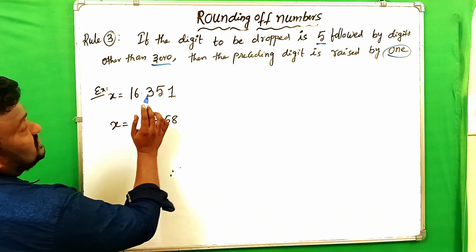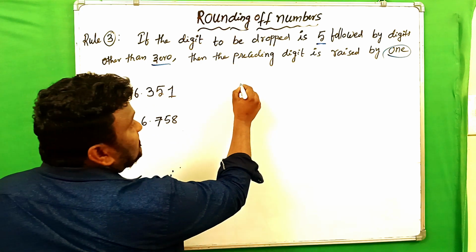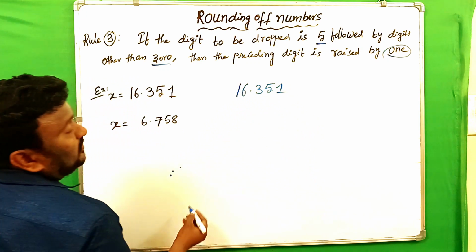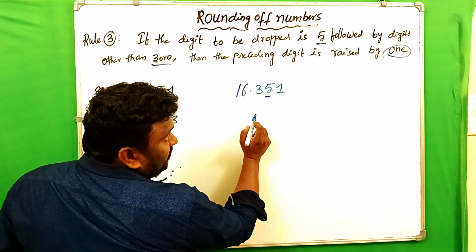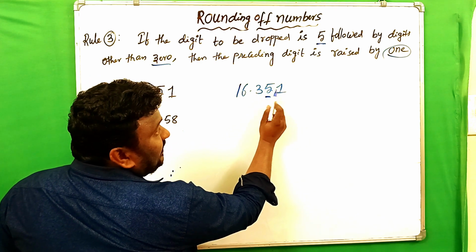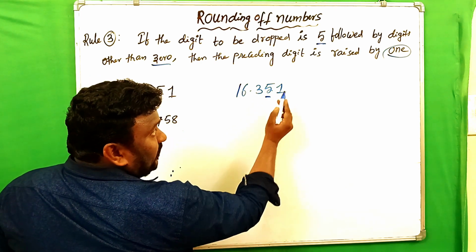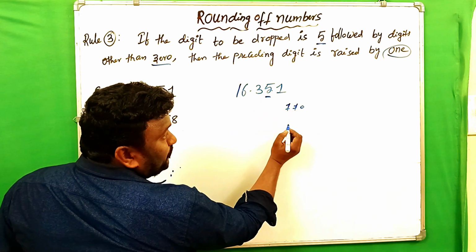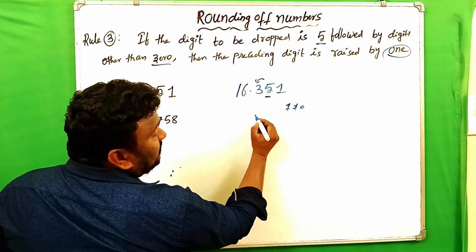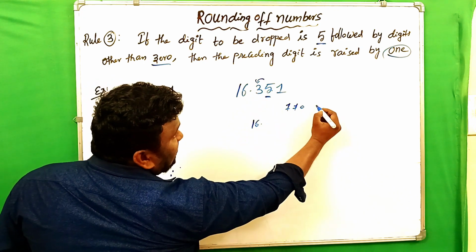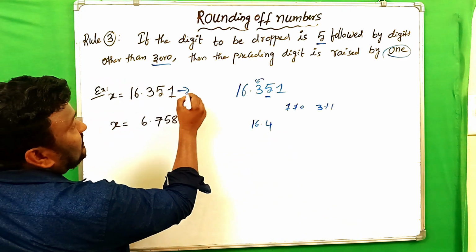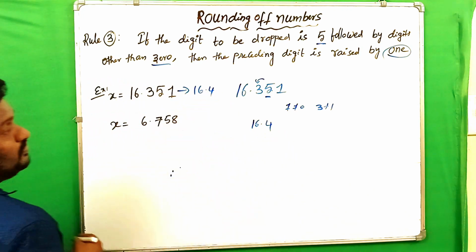x equals 16.351. Now 5 is going to be dropped. Here the numbers 3 and 1 are around the 5. 1 is not equal to 0, so obviously the preceding number is raised by 1. So 16, 3 plus 1, 4. 16.4. So that should be rounded off like this, 16.4.